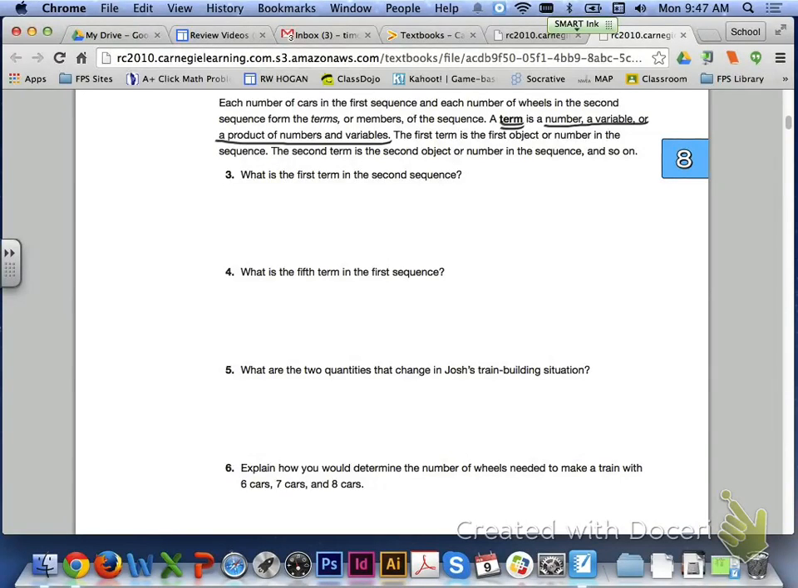If we take a look at the top of page 533, it says that each number of cars in the first sequence and each number of wheels in the second sequence form the terms or members of the sequence. A term is a number, a variable, or a product of numbers and variables. The first term is the first object or number in the sequence. The second term is the second object or number in the sequence, and so on. So go ahead and answer numbers 3 through 6 on page 533.